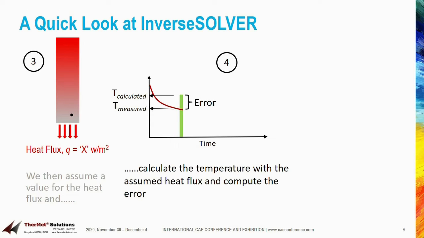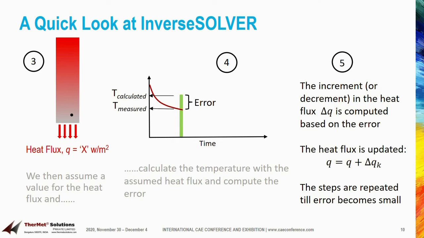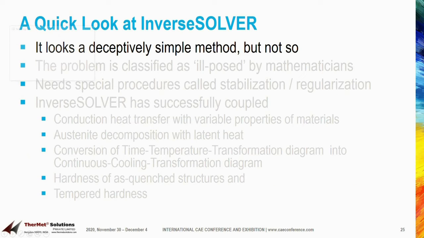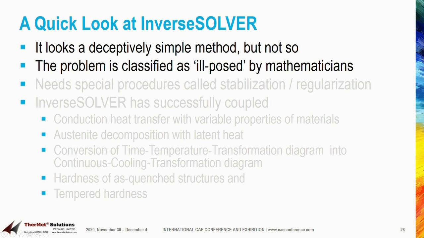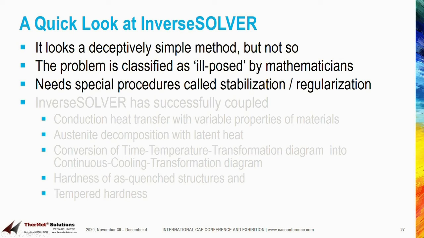The error in the computed and measured temperature is calculated, and in the next step, a correction is applied to the assumed heat flux based on the error, and the steps are repeated till the error in the computed and the measured temperature is within an acceptable limit. Though the solution looks simple, mathematically it is not so, as the problem is classified as ill-posed, and therefore it requires special procedures called stabilization or regularization.